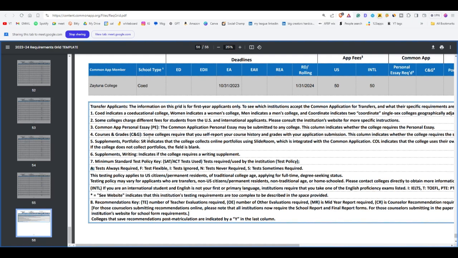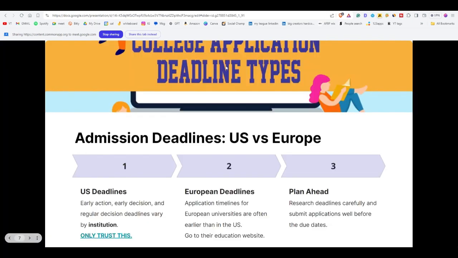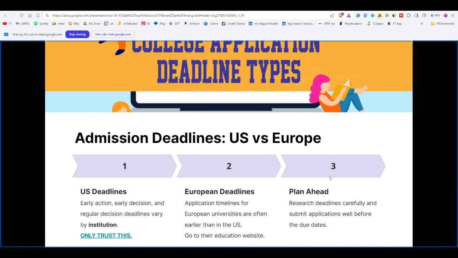Yeah. And if there is SR, the college collects an online portfolio via SlideRoom. Yeah, even Harvard University has this. Like in Harvard you have to submit through SlideRoom. And a lot of you probably don't know, it takes like $10 to do that. Yeah, so that's something. And lastly, we are quite at the end of this PPT. Application timelines are different for European universities, so please do your own research on that.